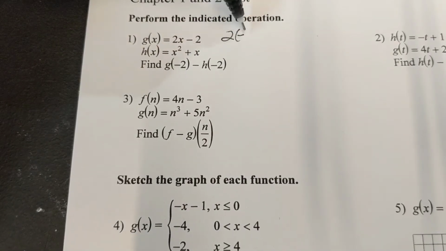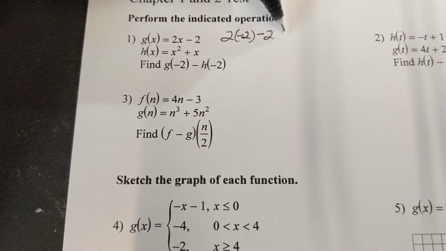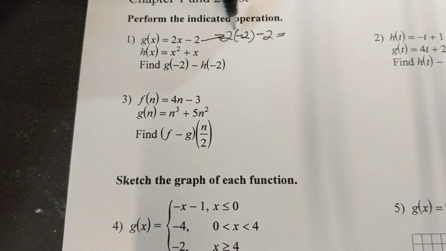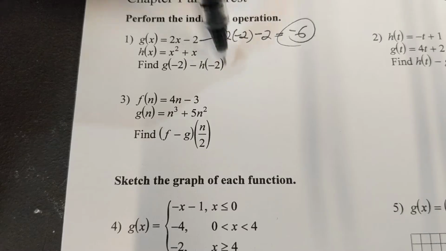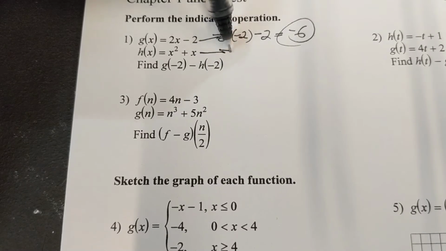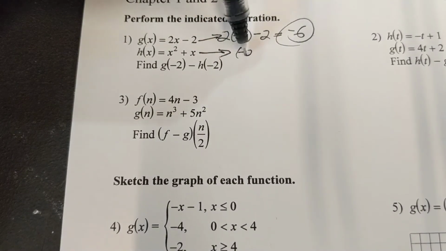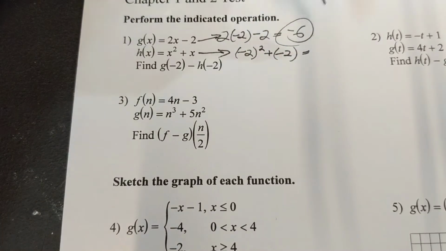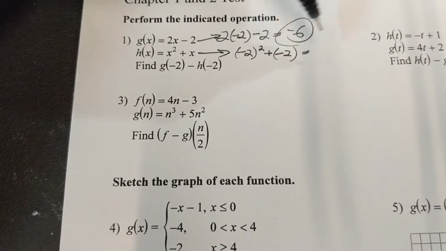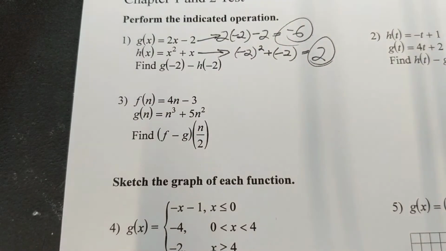So that's 2 times -2 minus 2 for the g part. What is that? -4 take away 2 is -6. And then h of -2. H of -2 is -2 in there, so that's -2 squared plus -2. And we'll just square that out. That's +4 plus -2, so that ends up being a regular 2.